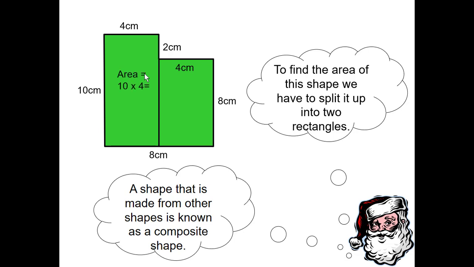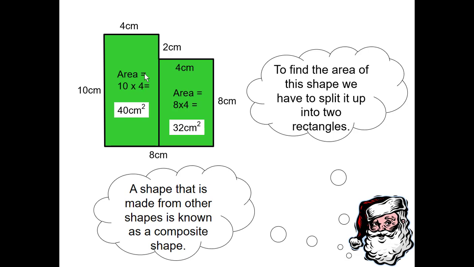The area of the first one being the long side, which is 10 centimeters multiplied by 4, and you get 40 centimeters squared, and the smaller one, which is 8 centimeters multiplied by 4 centimeters, and you get 32 centimeters squared. So after getting the area of these two shapes that we have formed from the composite shape, you will have to add them together to find the area of the whole shape.